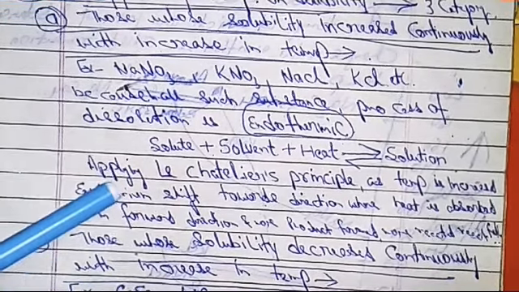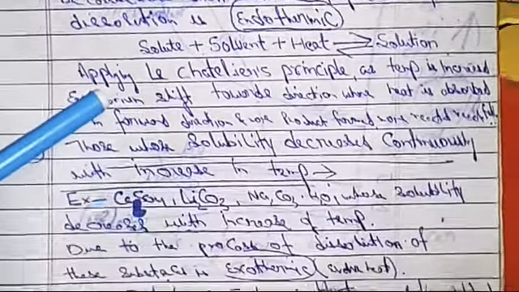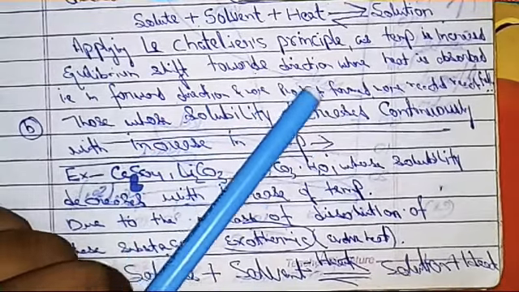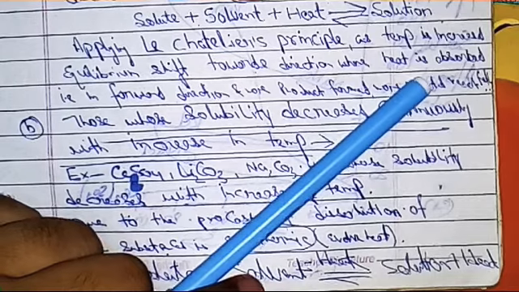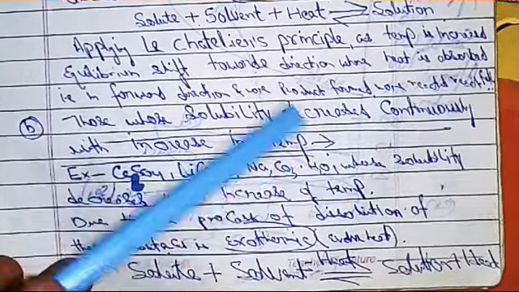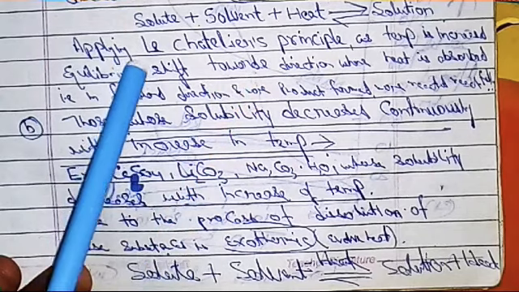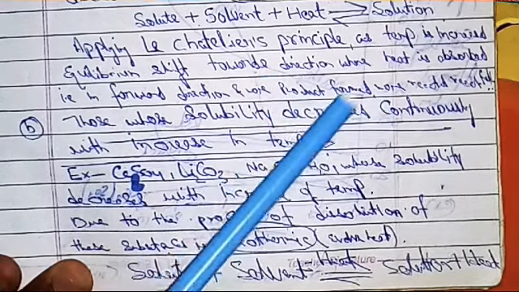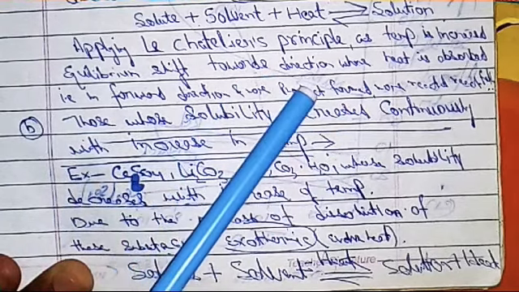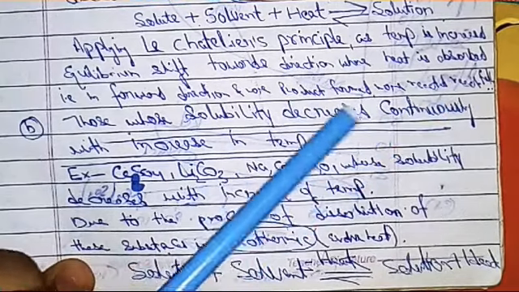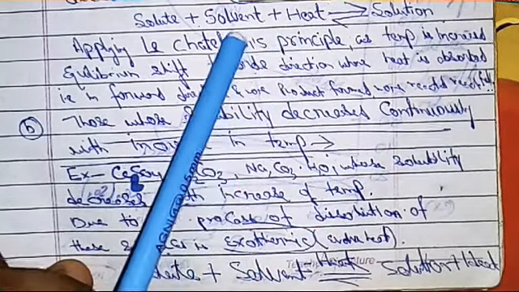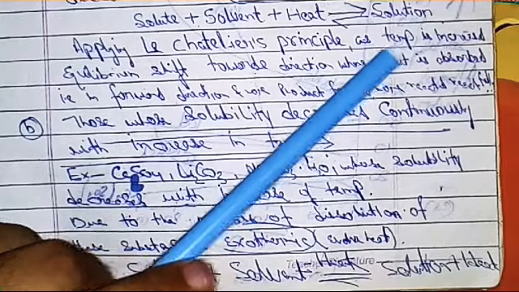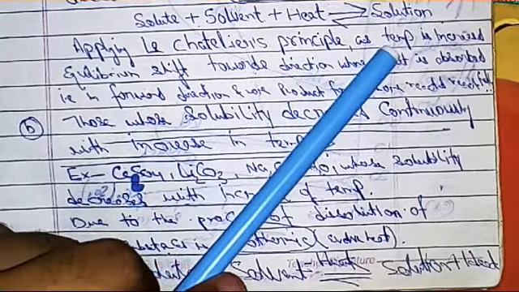Now we will apply Le Chatelier's principle. As temperature increases, equilibrium shifts towards the direction where heat is absorbed. We have studied one more chapter in the past, in 11th, equilibrium, where we studied Le Chatelier's principle. What is the effect of temperature on the equilibrium? It is said that if the temperature is increased, equilibrium shifts towards the direction where heat is absorbed. So where are we absorbing the heat? The solution is absorbing the heat: solute and solvent are absorbing the heat to give solution.